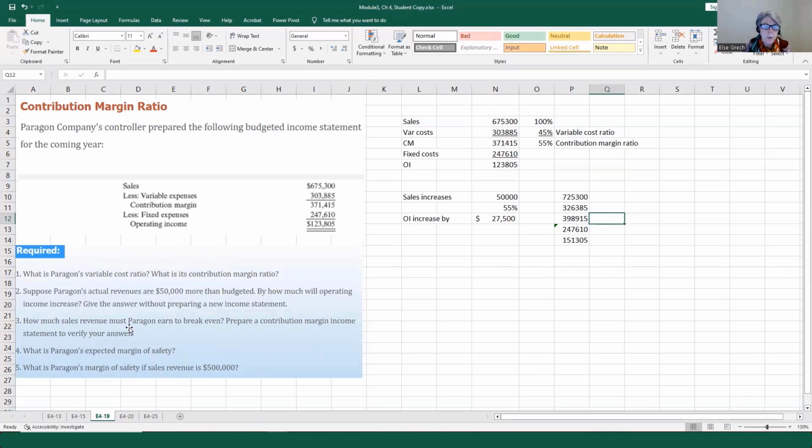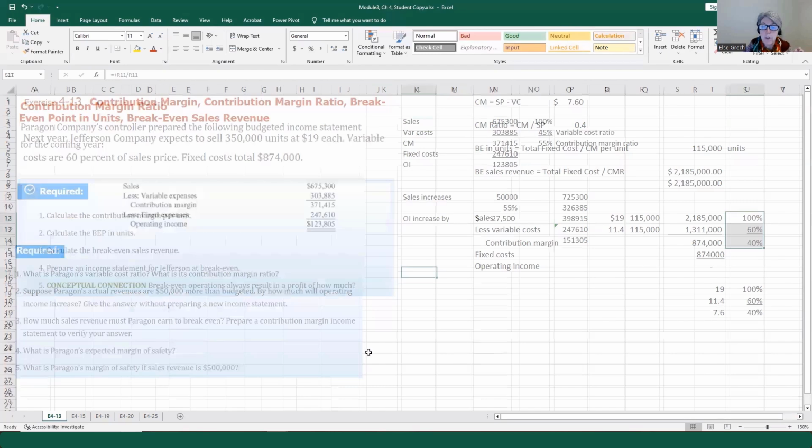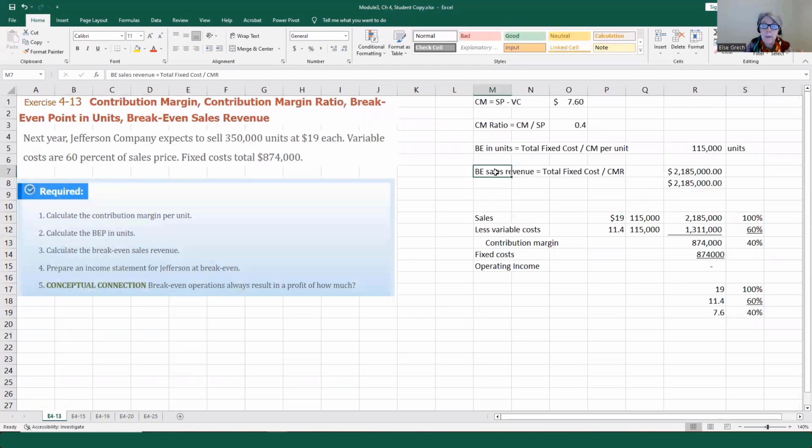How much sales revenue must the company earn to break even? So how much sales revenue must they earn to break even? Well, we know that we can do the formula that we had originally. Break even in sales revenue. So I'm going to copy this.